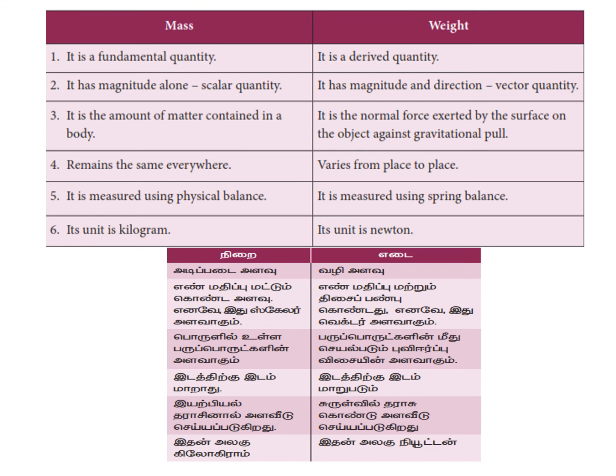Mass remains the same everywhere. Weight varies from place to place. Mass is measured using physical balance and weight is measured using spring balance. Mass unit is kilogram and weight unit is Newton.